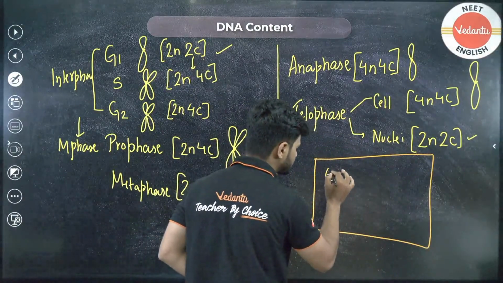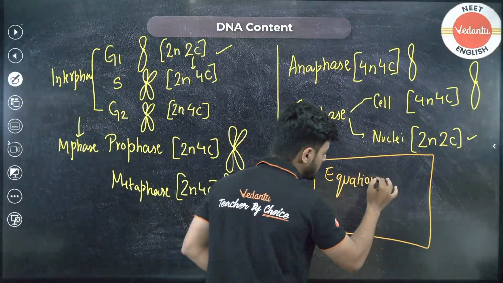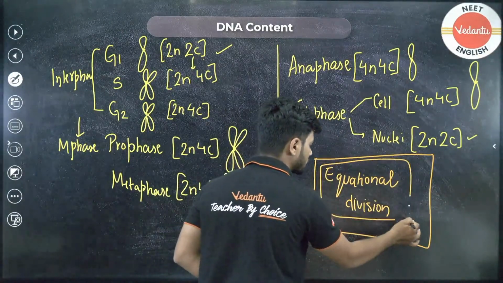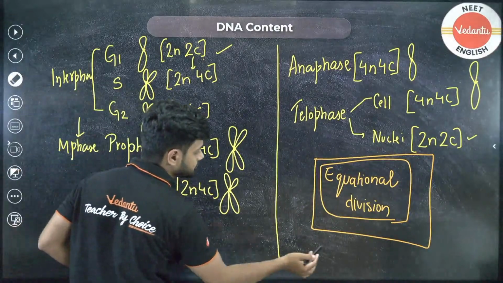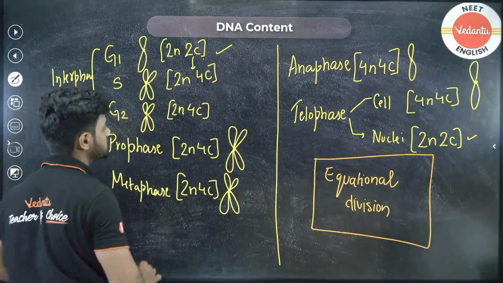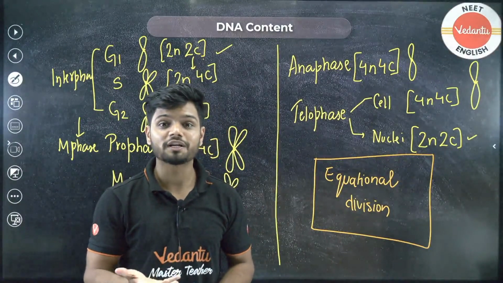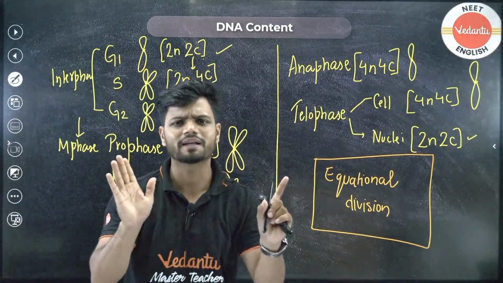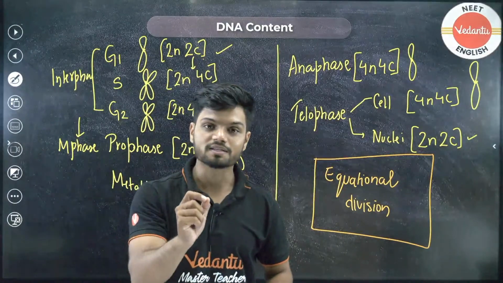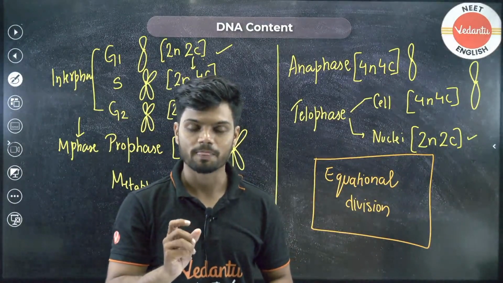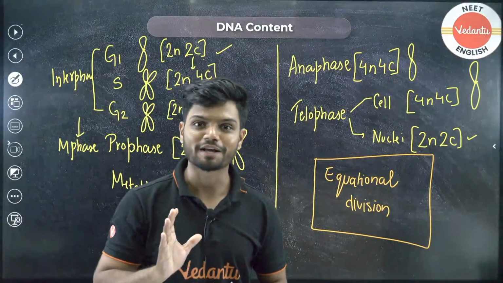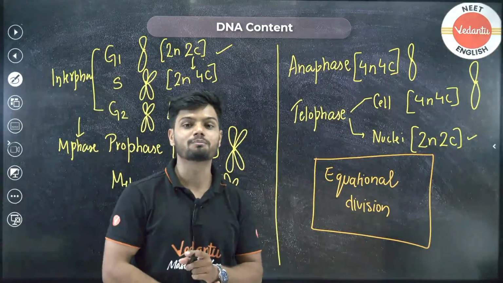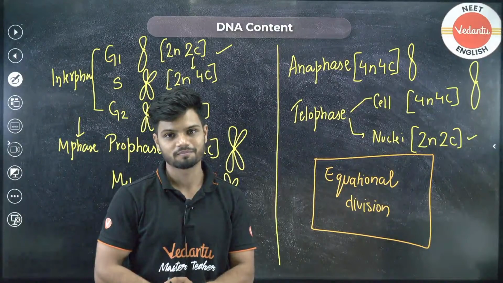And that is why your mitosis is called as what? Equational division. Do you understand why it's called equational division, students? Because we're getting two nuclei, and later they'll undergo cytokinesis, two cells. But is the DNA content same at the end of the cycle? Yes. Is the chromosome number the same? Yes. This is the beauty of your mitosis, called equational division.